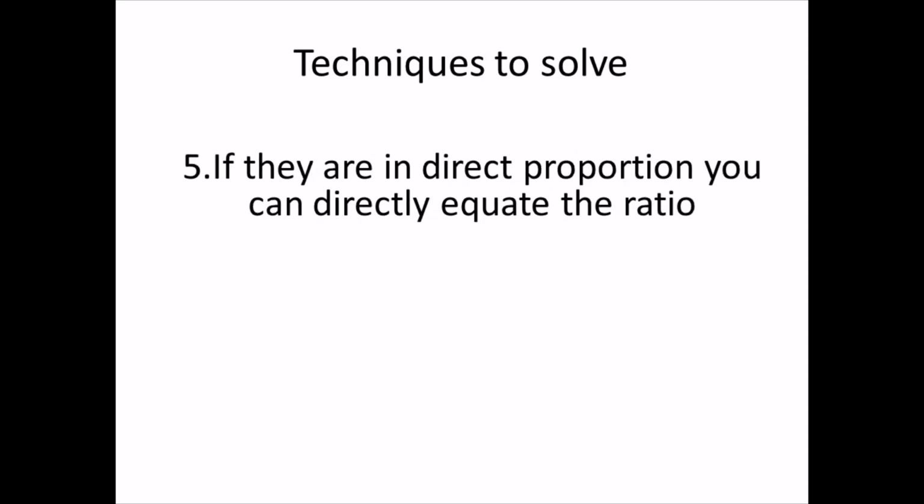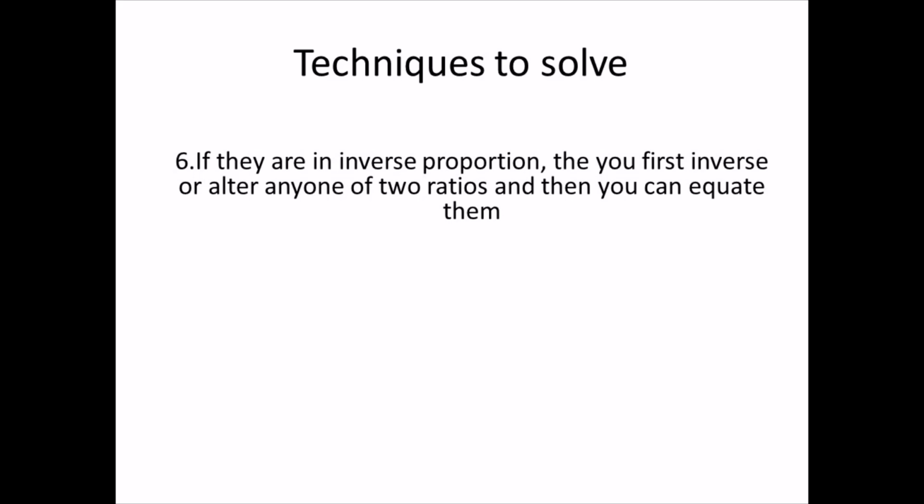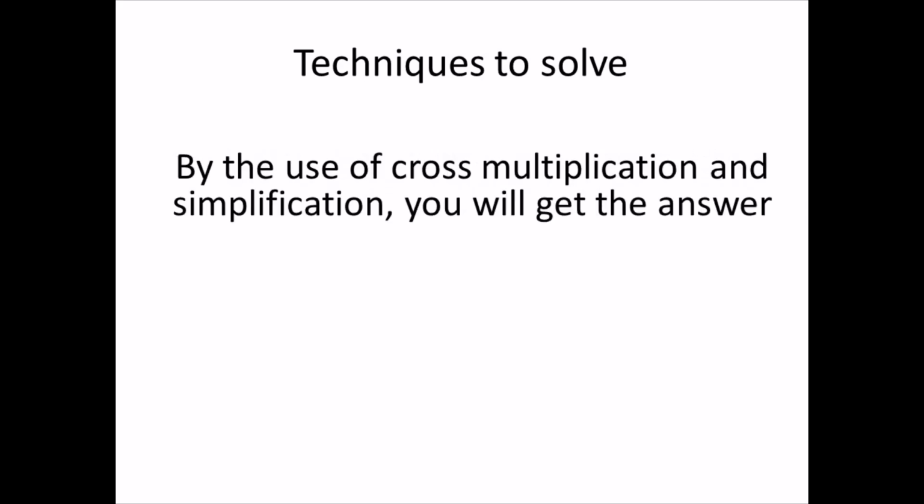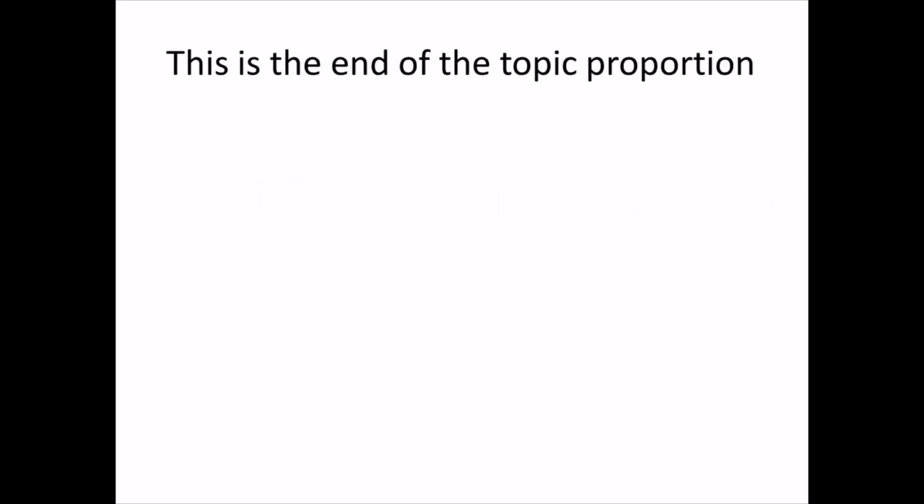Fifth, if they are in direct proportion, you can directly equate the ratios. Sixth, if they are in inverse proportion, then you first invert or alter any one of the two ratios and then you can equate them. At last, by the use of cross multiplication and simplification, you will get the answer. So, follow this technique to find the unknown value in proportion. So this is the end of the topic proportion.